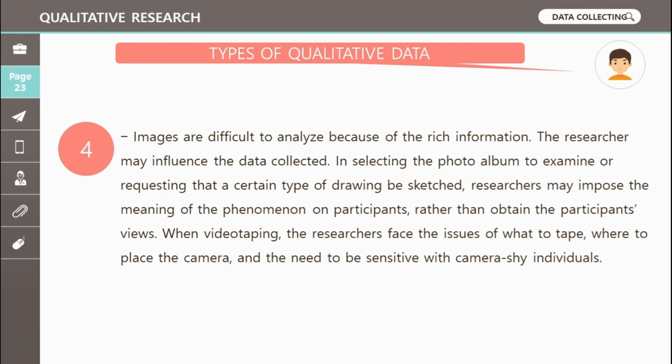The researchers may influence the data collected in selecting the photo album to examine or requesting that a certain type of drawing be sketched. Researchers may impose the meaning of the phenomenon on participants rather than obtain the participants' view. When videotaping, the researchers face the issues of what to tape, where to place the camera, and the need to be sensitive with camera-shy individuals.